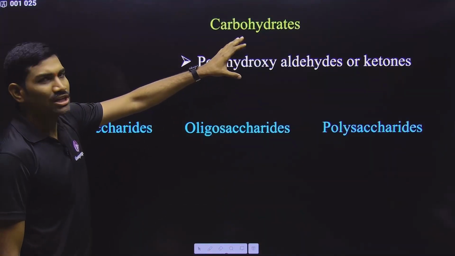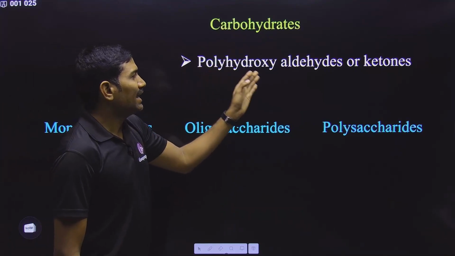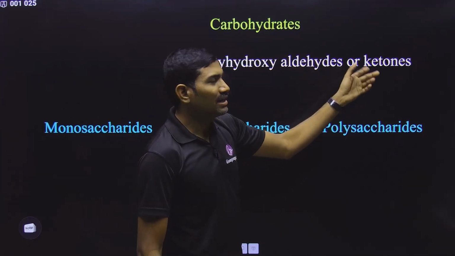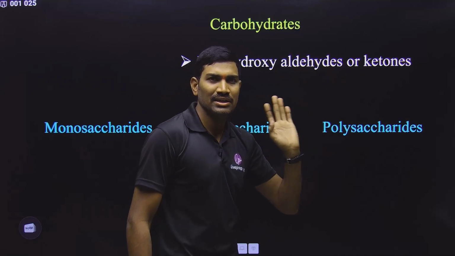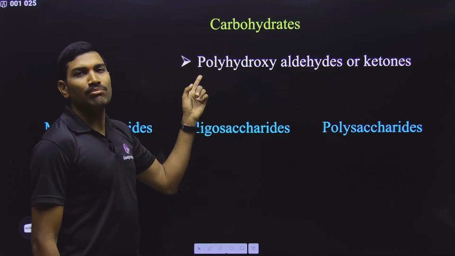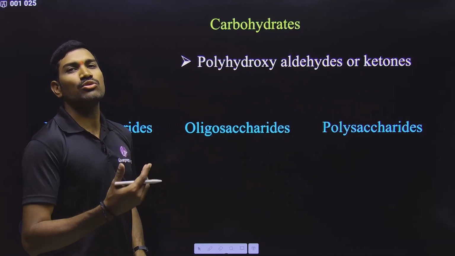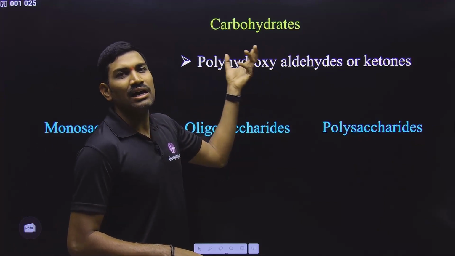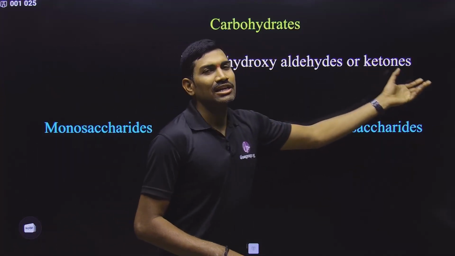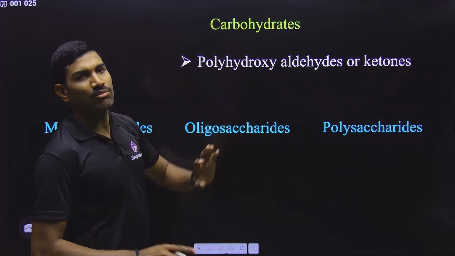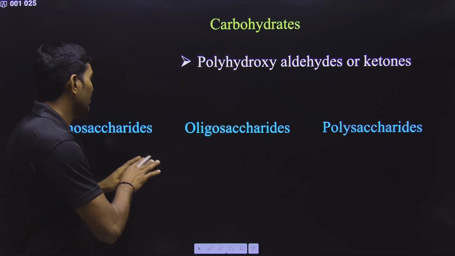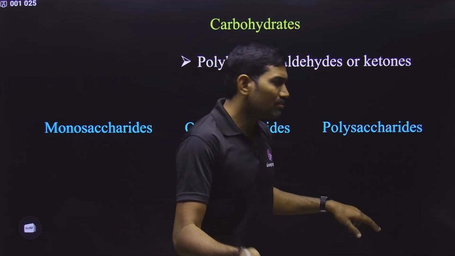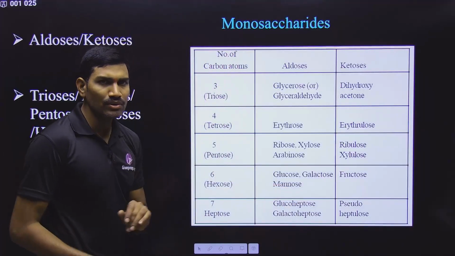Carbohydrates are actually polyhydroxy aldehydes or ketones. Either they have an aldehyde group or a ketone group; one of these is compulsory. Along with this, many hydroxy, many OH groups are present. So these are many OH group containing aldehydes or many OH group containing ketones. These are the carbohydrates. Clear? And here we classify them into monosaccharides, oligosaccharides and polysaccharides. One by one we will slowly go through this.